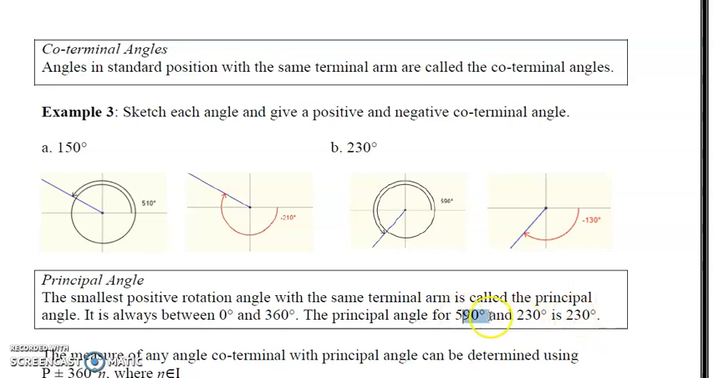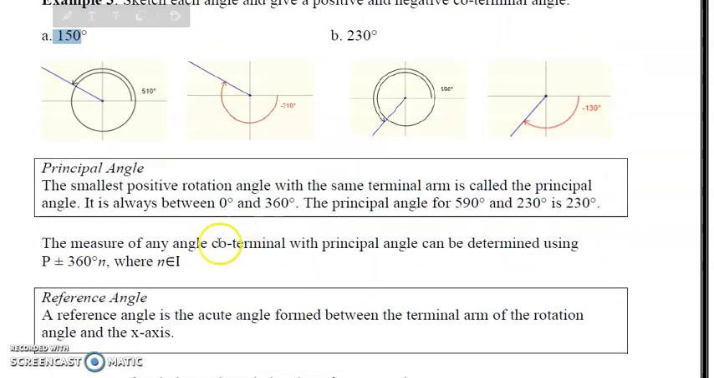So if I subtract 360 from 590, the principal angle is 230. These are coterminal angles, all right? But the principal angle is the angle that's between 0 and 360. So these would be principal angles, the 150 and the 230, and 510, negative 210, 590, and negative 130 would be coterminal angles, and the principal angles would be up here.